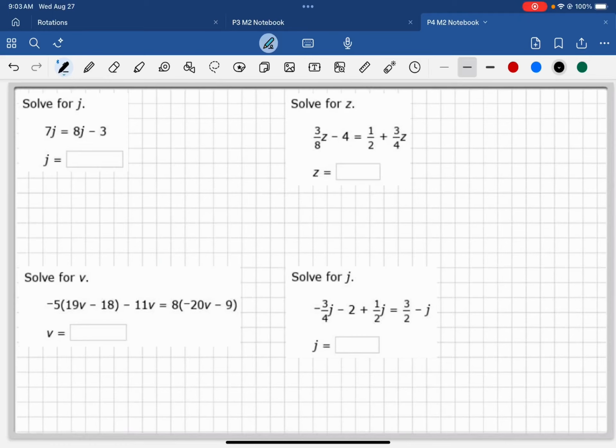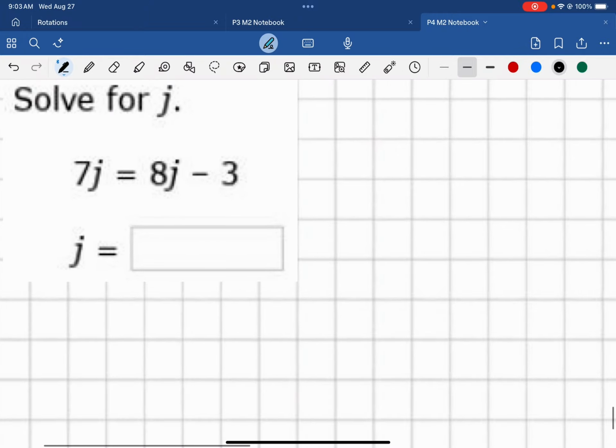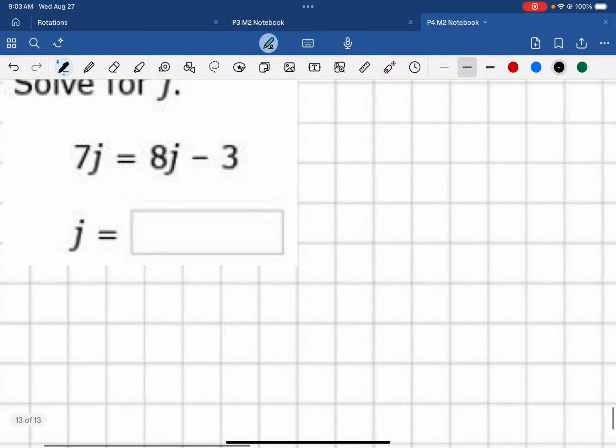All right, this skill from IXL is called solving equations with variables on both sides. Let's tackle this one first. What you see is that there's a variable on both sides of the equation. Because of that, in order to find our solution, the j, we've got to get the j's all on the same side. I'm going to show you two ways to do this really quick: the way you probably want to do it, and another way that actually makes it easier.